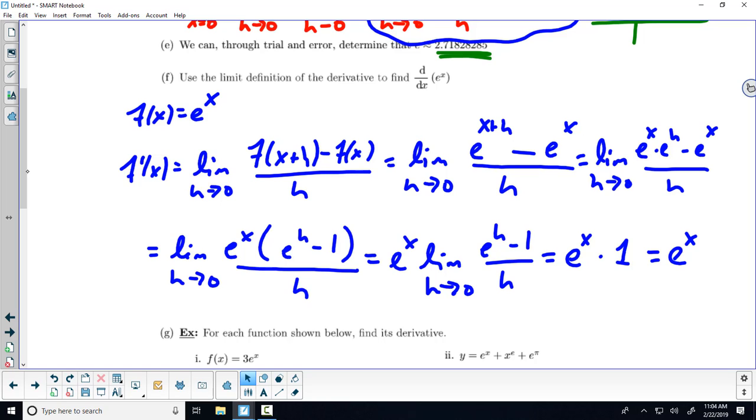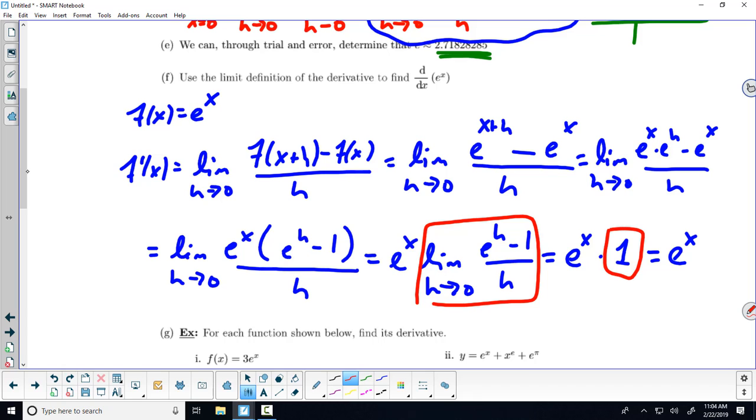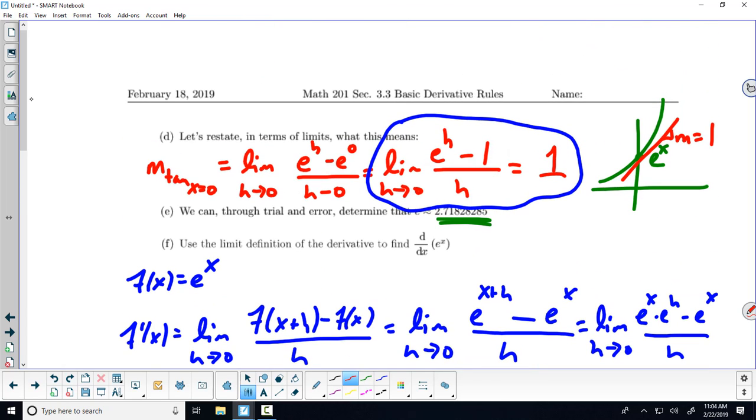Sorry, my brain's glitching. How did you go from the e to the x limit and then it just ends up being e to the x times 1? Okay, look up above. This limit is 1. No, that's okay. That's okay. I mean, it's a hard substitution. That's why we had to do this work first. That's why we spent the time talking about the slope of the tangent line there, because there's no other way to do this limit definition unless we can replace that with the 1.